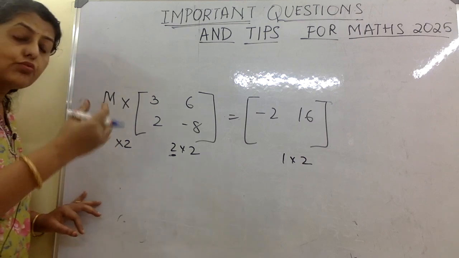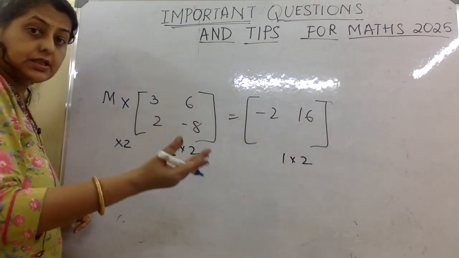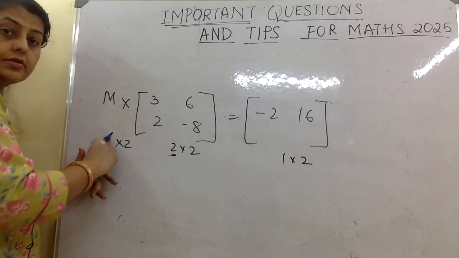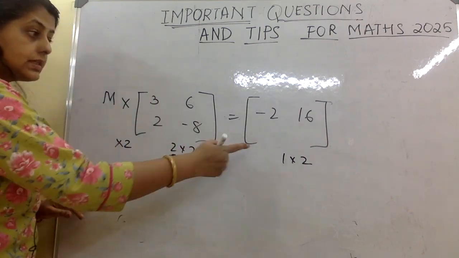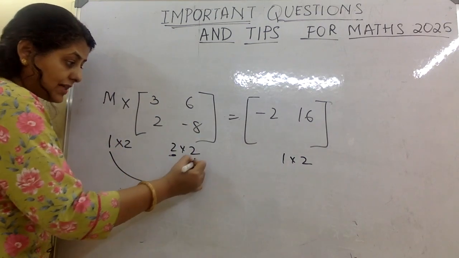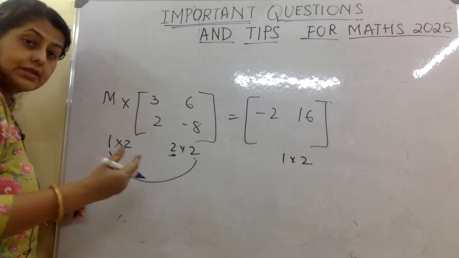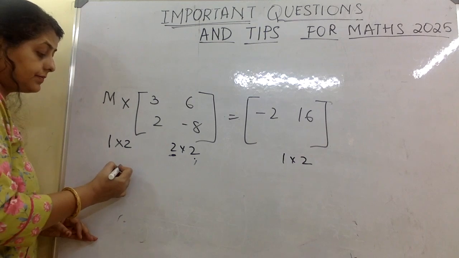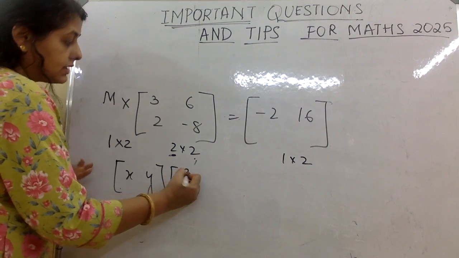In any product of two matrices, the order of the resultant matrix takes the rows from the first one, the left hand side one, and it takes the columns from the second. Since it has taken the row from here, it is this. So matching this, I know it is 1. Therefore, the matrix that I am going to take for M is 1 into 2, the row matrix, X, Y. Now I can start my sum.